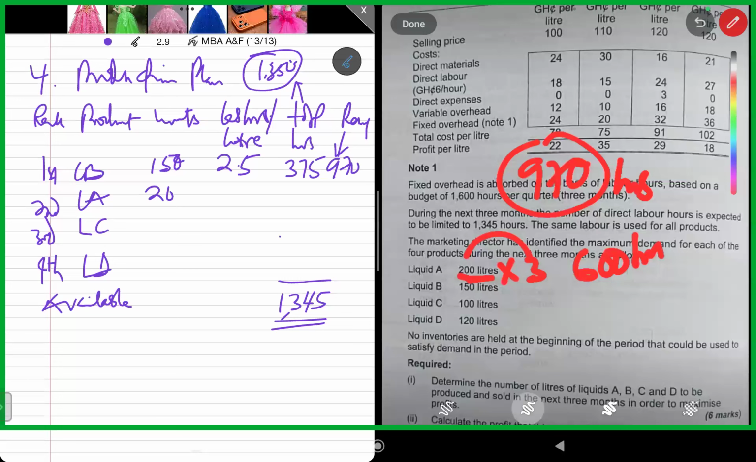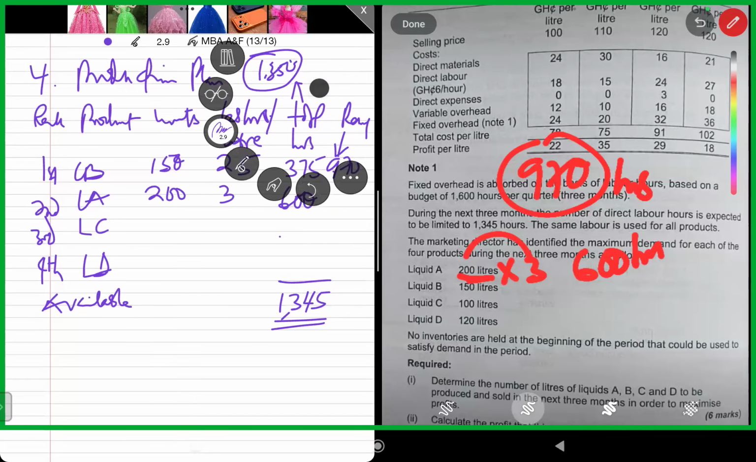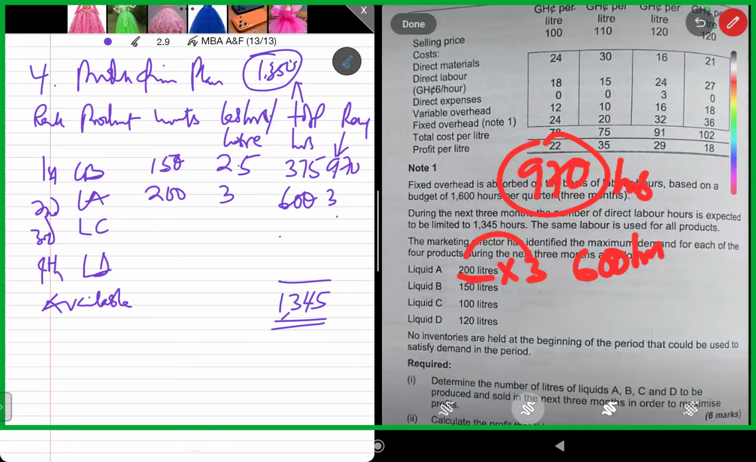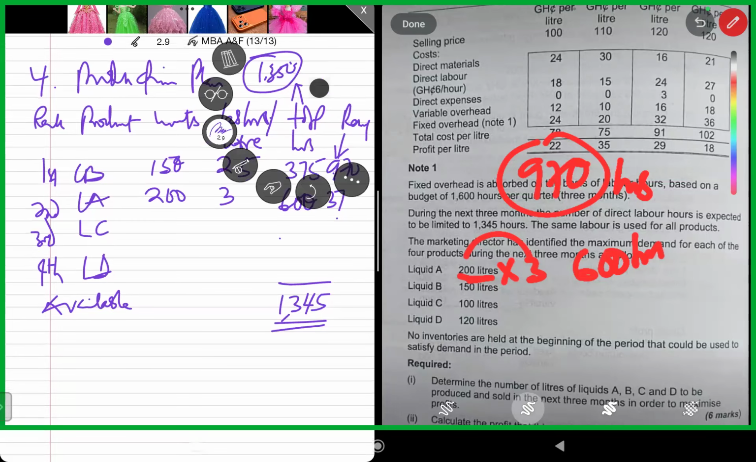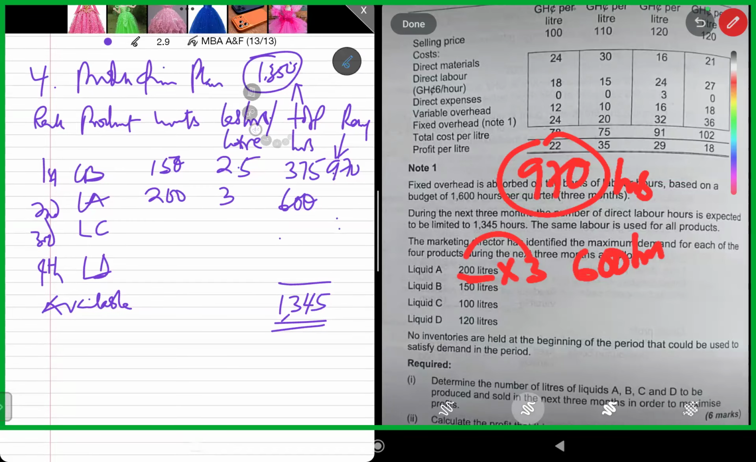So the 200 will come here. Then we need 3 hours here. So it gives me what? 600. What's the remainder? So 970 minus 600. What's the remainder? 370. Yes. So that's the remaining left.